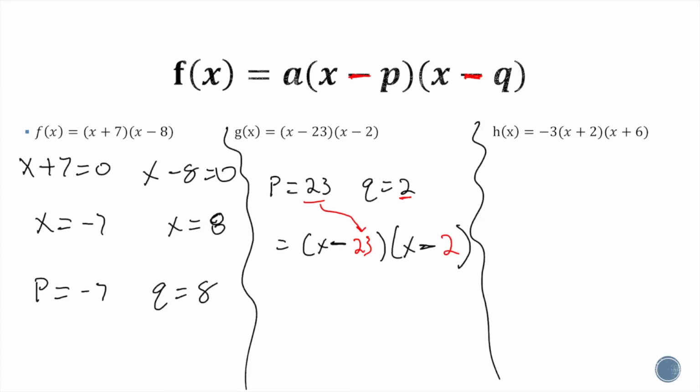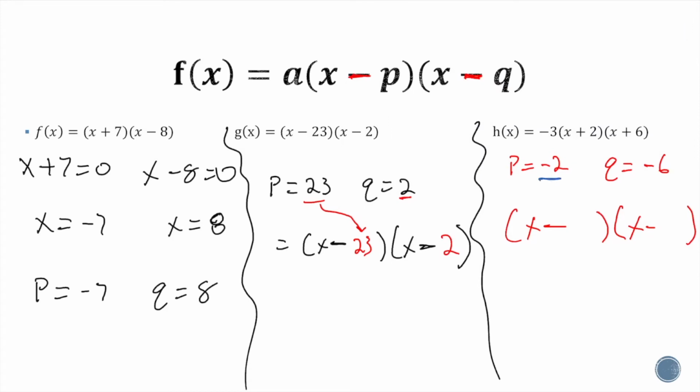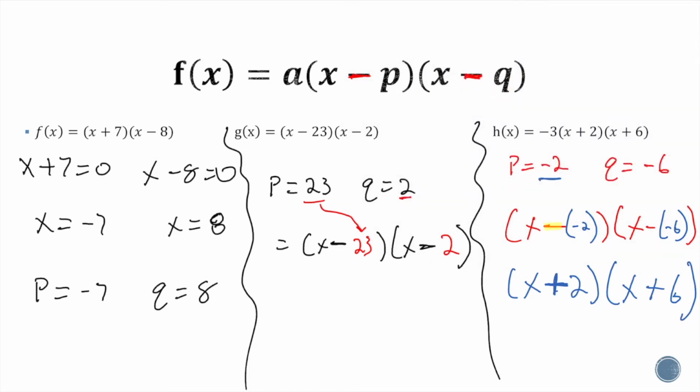Now taking a look here, p is equal to negative 2, q is equal to negative 6. Again, looking back at my intercept form equation, I have x minus my value p times x minus my value q. Using a different color, I'm going to substitute negative 2 and negative 6, and you should see x plus 2 times x plus 6 because of these two negatives.